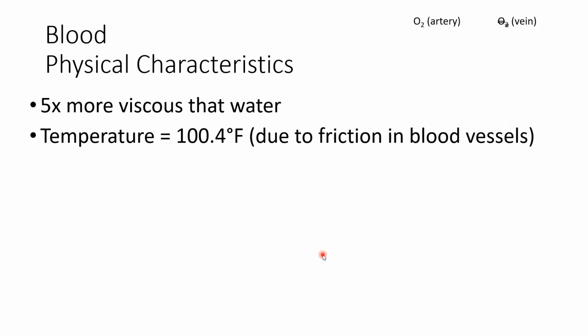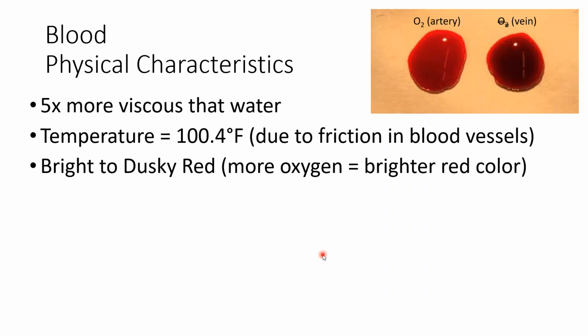It's got a temperature of about 100.4 degrees Fahrenheit. Now, keep in mind, body temperature is 98.6. So, why would blood have a higher temperature? Well, that's because it's squeezing through these blood vessels. If you were to take your hands and rub them together, you're putting two things together and that creates friction. Well, when these blood cells are passing through the capillary or an artery or a vein, they're bumping up against the inside walls. And when they hit the inside walls, that generates friction. Friction builds up heat. So that's why your temperature inside the blood vessels is higher than normal body temperature.